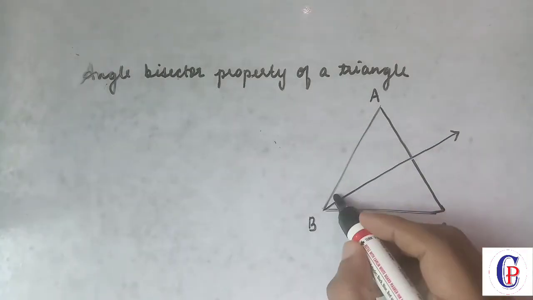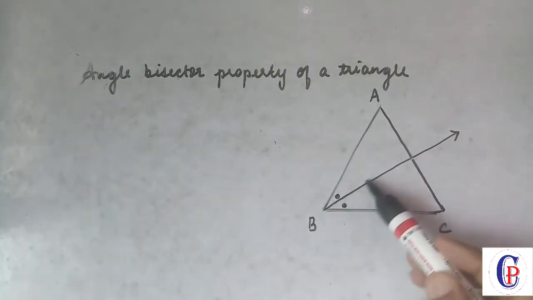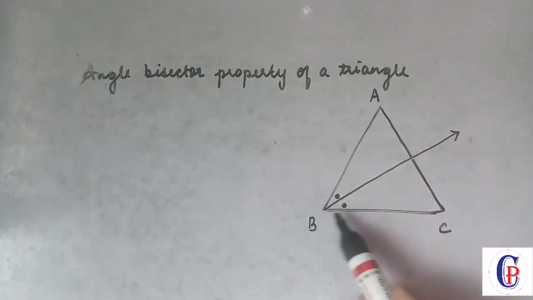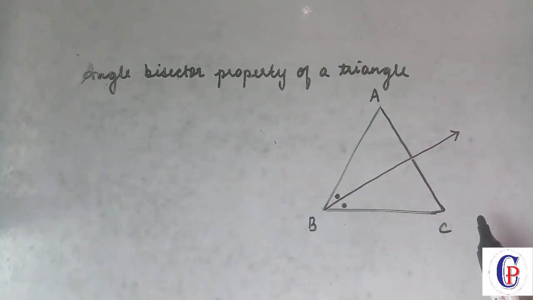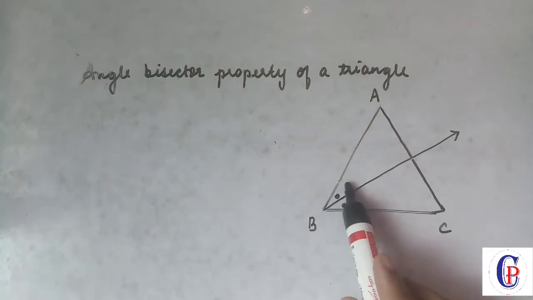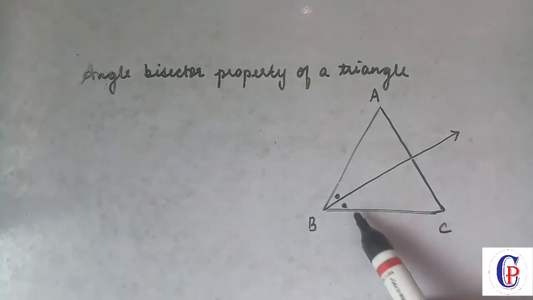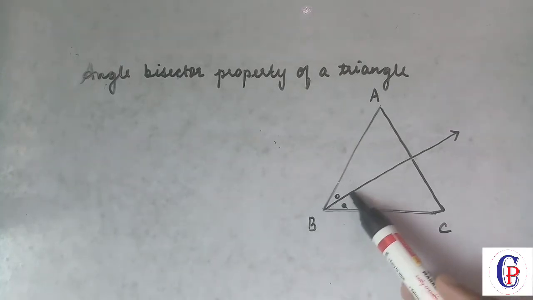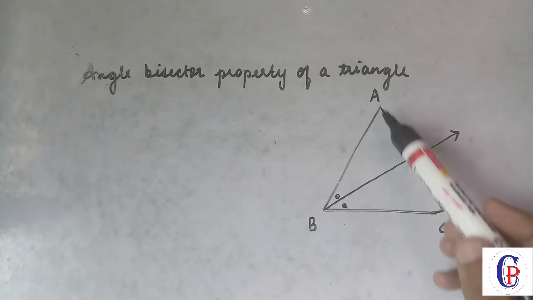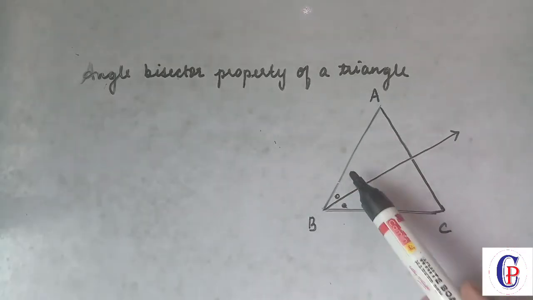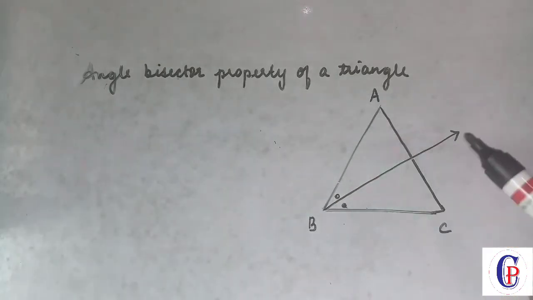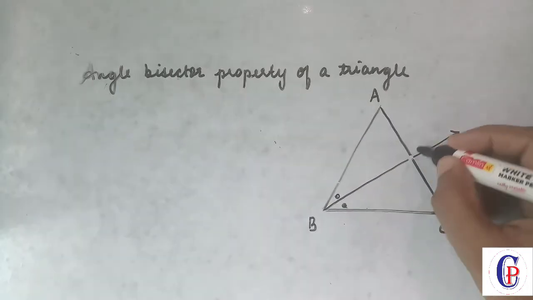This is an angle bisector. It means this ray is bisecting this angle. Bisecting means dividing it into two equal parts. Suppose this whole angle is 60 degrees, then this becomes 30 and 30. Who makes it 30 and 30? This line. So this angle is divided into two equal angles. Let us name this point D.